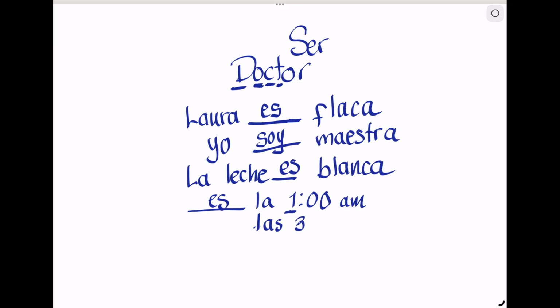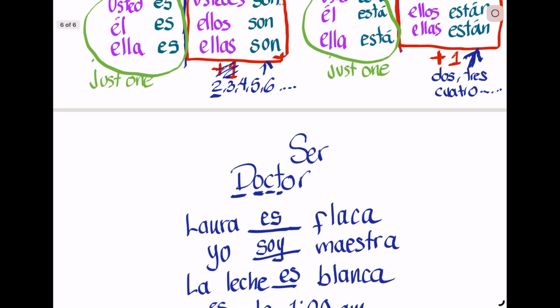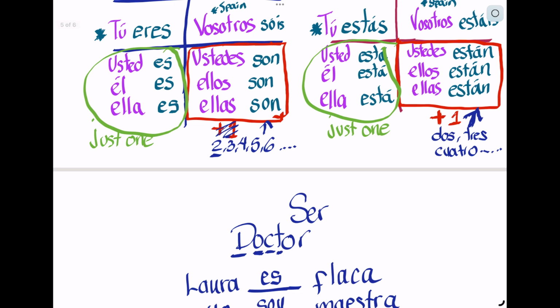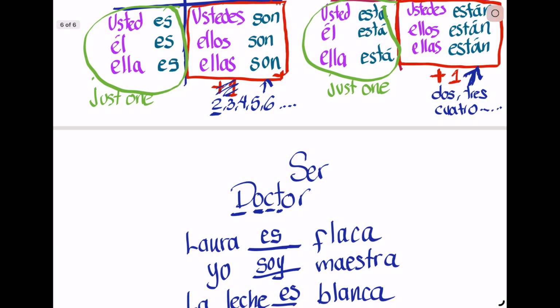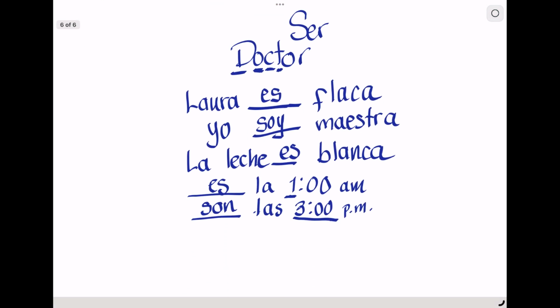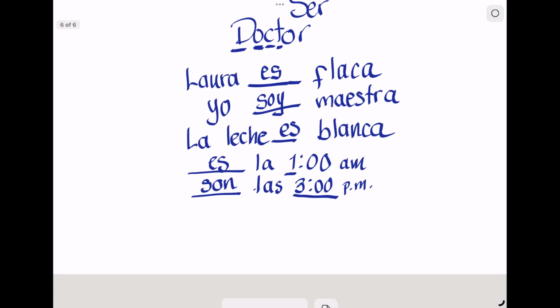What about if it's multiple hours, like 3 p.m.? So instead of saying es, you're gonna write son because it's multiple hours on the day. I know in English it doesn't make sense because you use it is for both. It is 1 o'clock or it is 3 o'clock, right? No, we don't. When it's 1 a.m. or p.m., we use es because it's 1 hour, and more than that will be son.